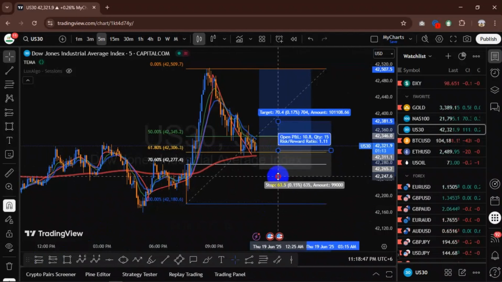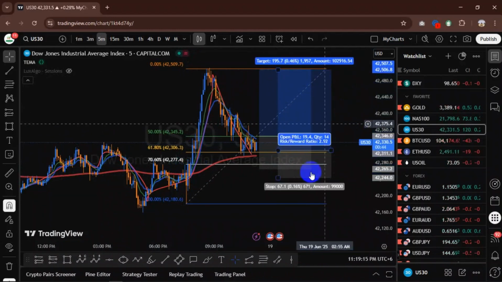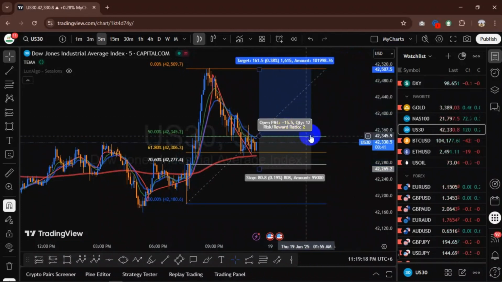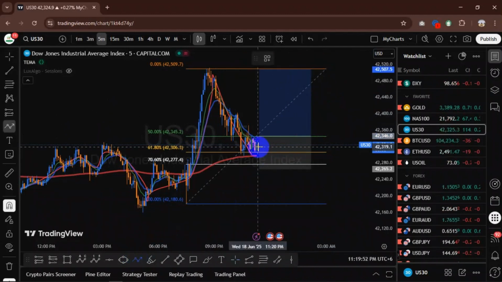The SL will be a little bit lower than the previous bullish candle, then you can target the last high, something like this. So I am waiting for the zone and it seems the candle is trying to come into this zone. If a 15-minute candle closes above the 50% zone, then it will fly, something like this.